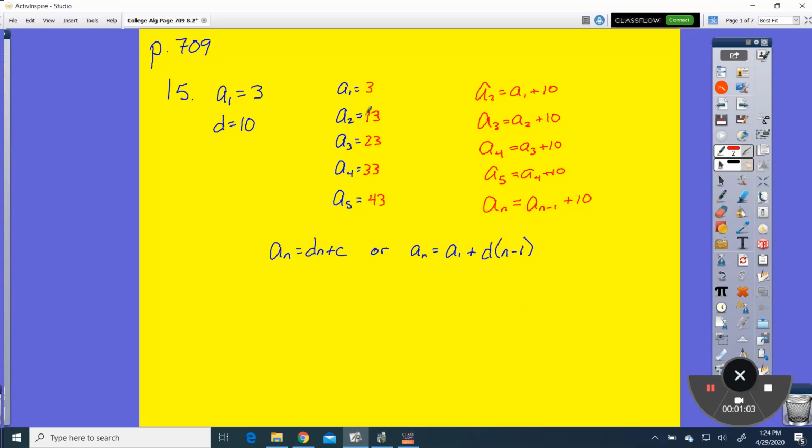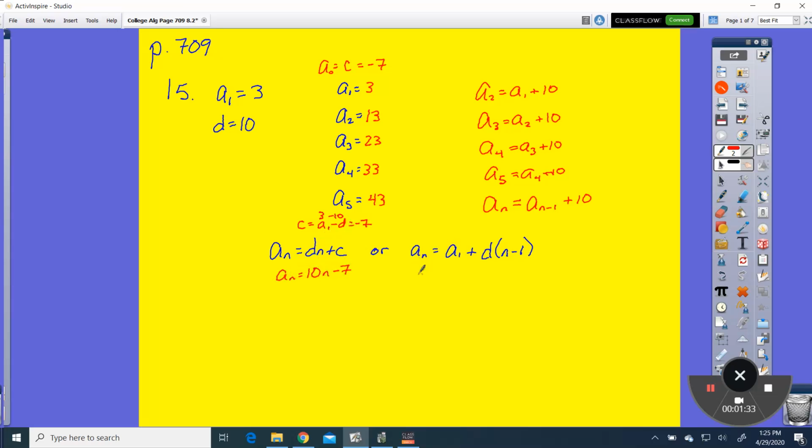What I really would prefer you to do is to be able to do this. So what would be the term before the first term? Okay, that's C. If I think of the term before, 10 less than 3 would be negative 7. So if you see this formula, what this means is A1 minus D. So C is really negative 7. So the difference is 10, and then C is negative 7.